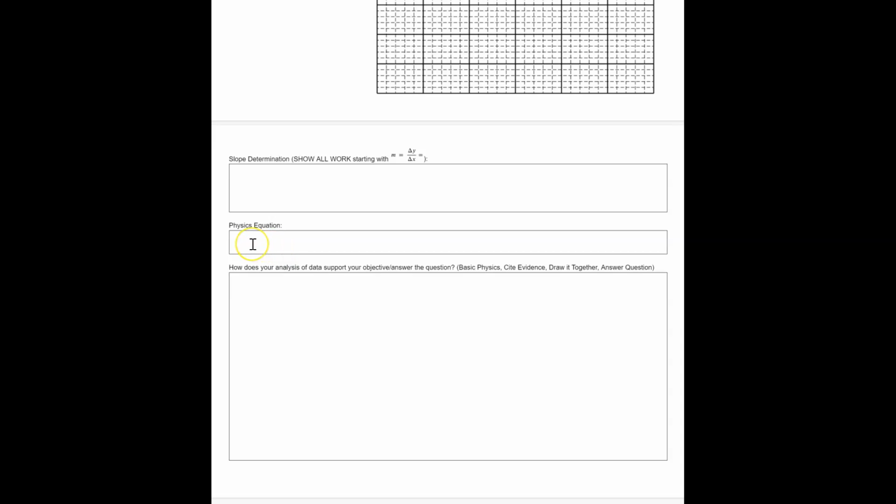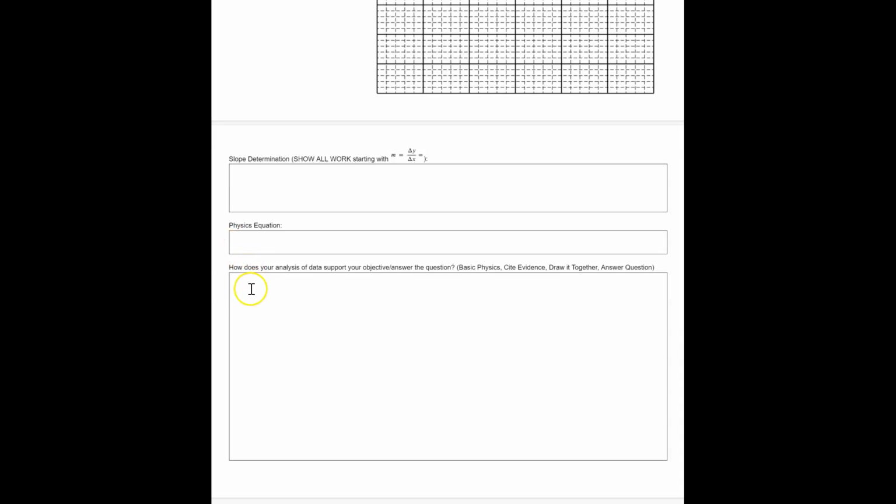The physics equation is unique to this in that instead of just writing y is equal to maybe 5 times x plus 1, they would actually write the physics terms that are in the label. So instead of y is equal to 5x plus 1, they could do something similar to position is equal to 5 meters per second times time.